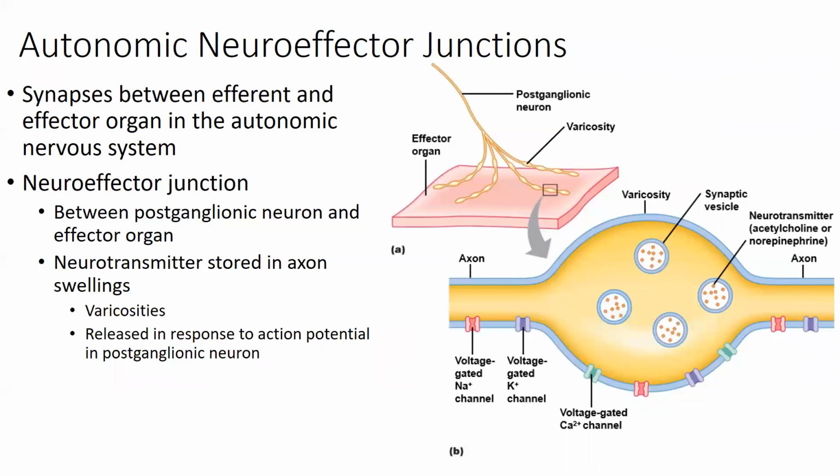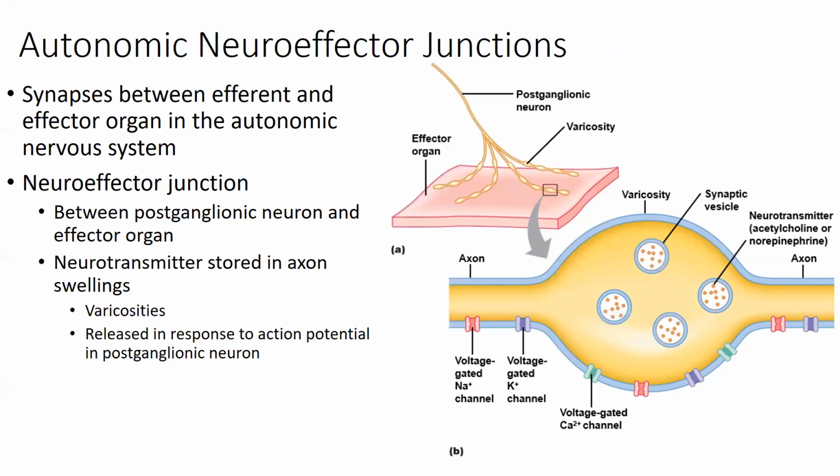So now we're going to move on to talk about the neuroeffector junction. And the neuroeffector junction is the area where a postganglionic neuron synapses onto an effector organ. And again, because we're talking about the autonomic nervous system, the effector organ here is what type of tissue? What are some examples? Smooth muscle, I heard that. What else?